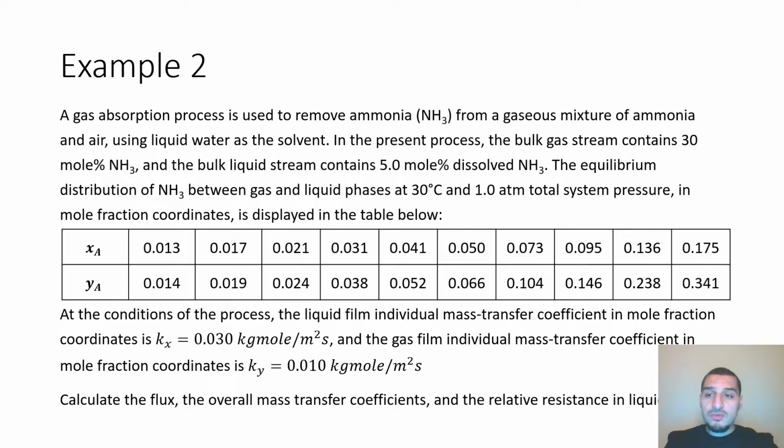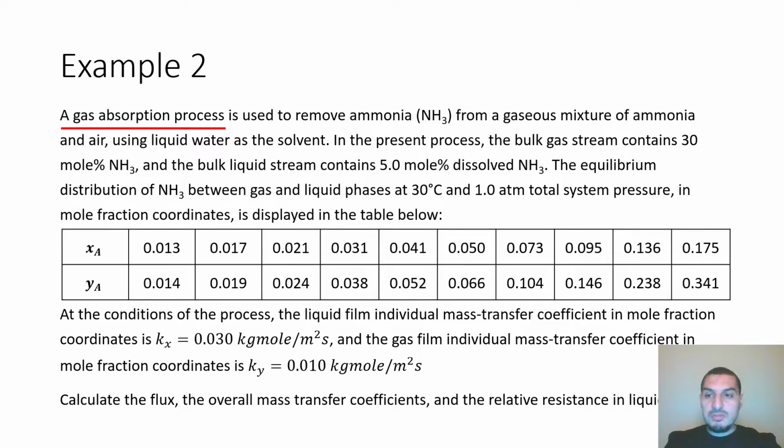So the flow is going from the gas phase to the liquid phase, and we're removing ammonia from a mixture of ammonia and air using liquid water as a solvent. So we have ammonia transferring from gas phase to water, or from air to water. And the bulk gas stream contains 30 mole percent ammonia. The bulk liquid contains 5 mole percent ammonia. So again, I'll highlight the parts that are important for us.